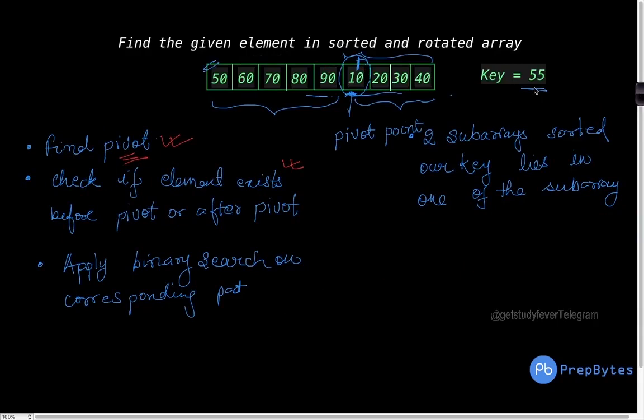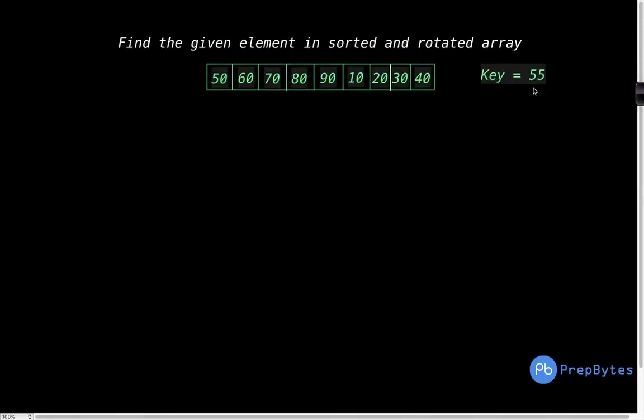Before that, we will go to the second part. Finding the pivot was the first part. The second part is to check if the element exists before the pivot or after the pivot. Once I know where my pivot is, how do I decide whether to do my binary search in the first half or the second half? Once we have found our pivot, the second part is actually easy. Let's say here the key is 55, and this is my pivot.